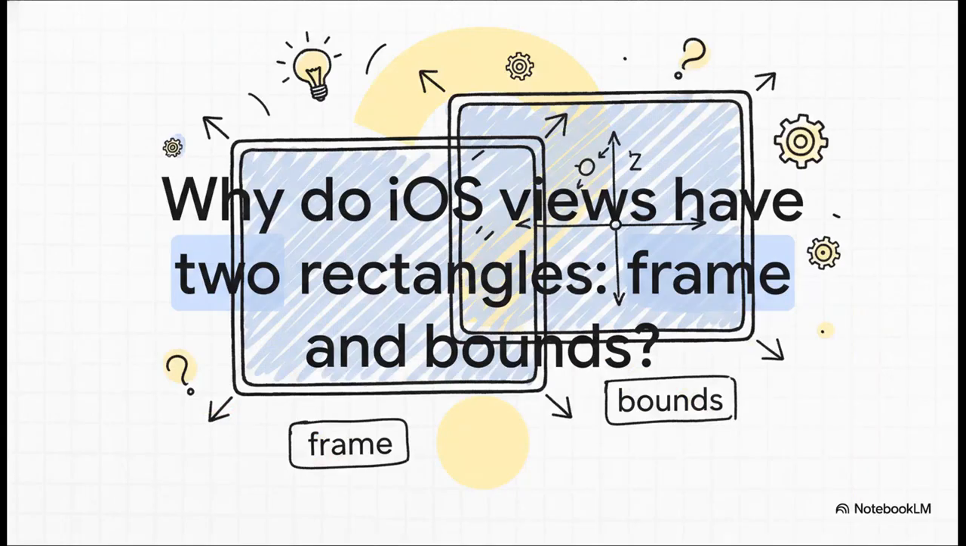So the big question is, why? Why do we have two different ways to describe a view's geometry? I mean, it seems kind of redundant, right? A rectangle is a rectangle. But it turns out this little duality is the secret sauce behind some of the most powerful and common features we use in iOS every single day.